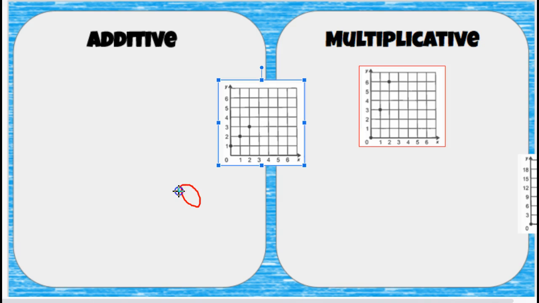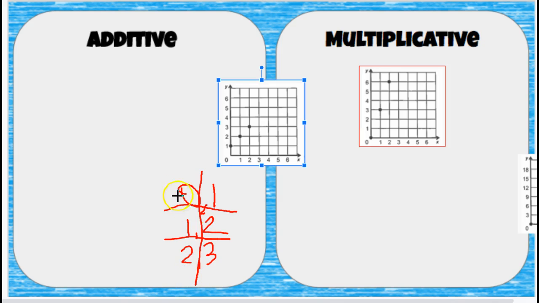Let me write that again. 0, 1, 1, 2, and 2, 3. Okay, so if I want to find my pattern, remember it's like a table, so I can draw my line.